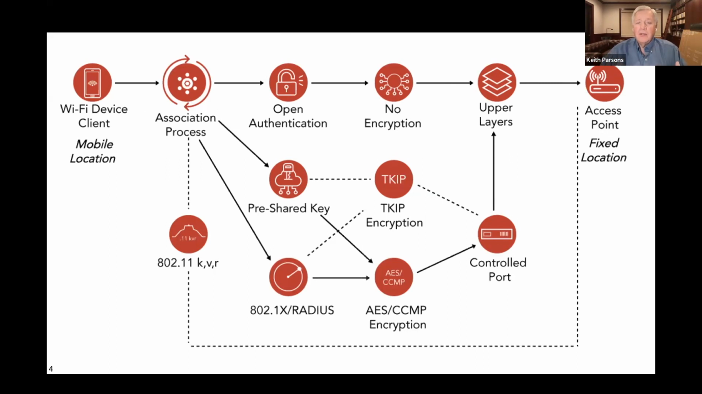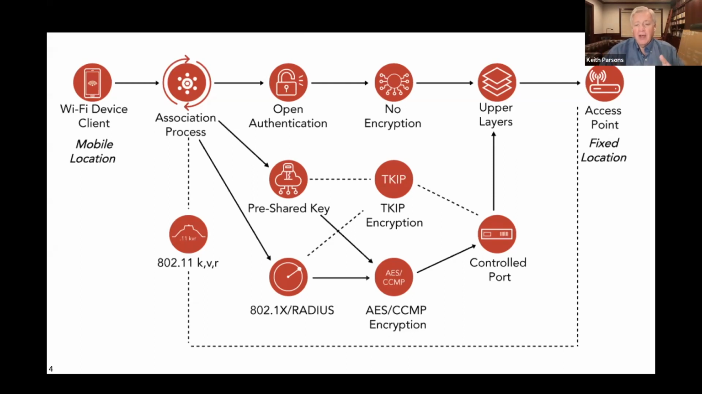And then once you start down the association process, you could go open or pre-shared key or RADIUS. And then from there, you could go to TKIP or AES, or now, I didn't want to get even more complex with WPA3 or OWE. There's a lot of little moving parts in here.